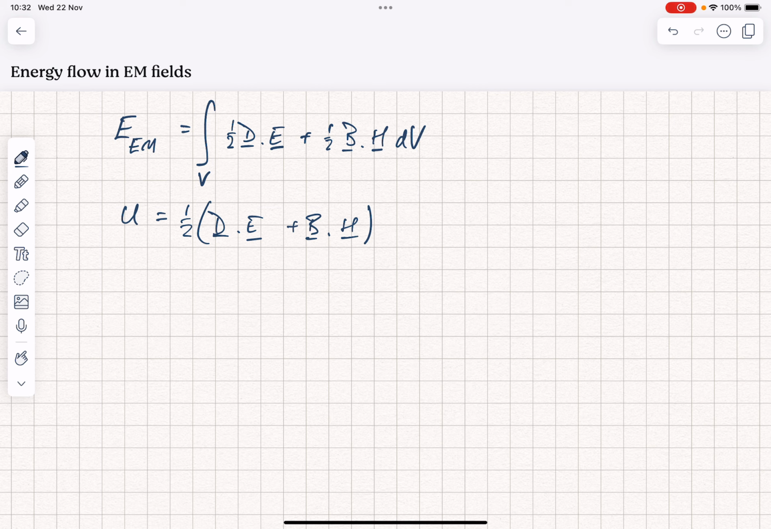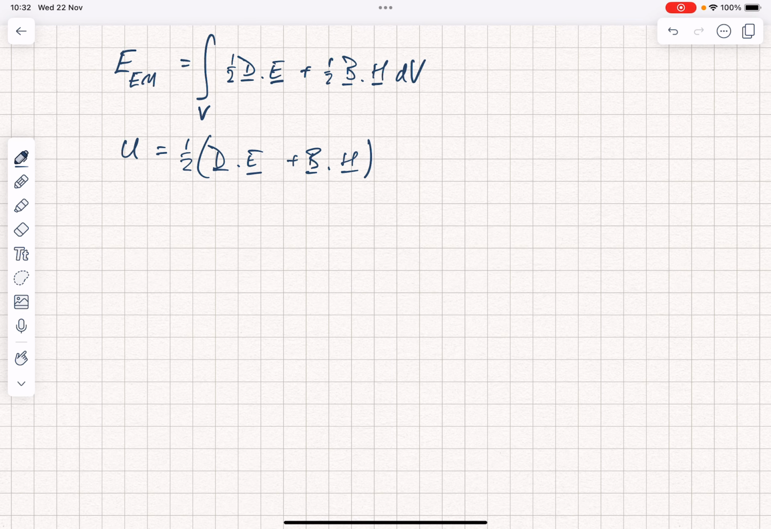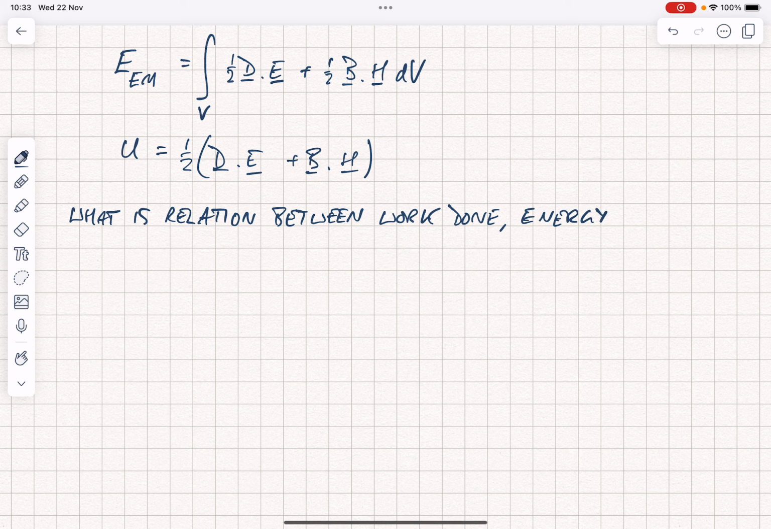So let's consider a situation where we've got a set of fields and charges and currents. The charges are going to be potentially moving. The currents can potentially change with time, though remember, of course, that a current is just a moving charge. And since charges are moving, work will be done. And so the question is, what is the relation between the work done and the energy stored, because as work is done, energy will be stored or released, and here's the key point, energy flow. Because if work is being done, then potentially energy will also flow. So we're going to consider that question.